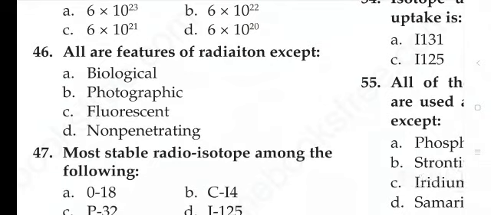Next question, all features of radiation except option A biological, option B photographic, option C fluorescent, option D non-penetrating. The answer of this question is option D, that is non-penetrating.